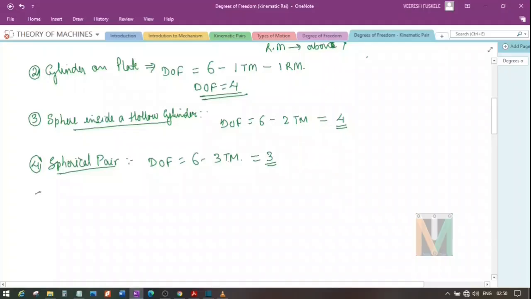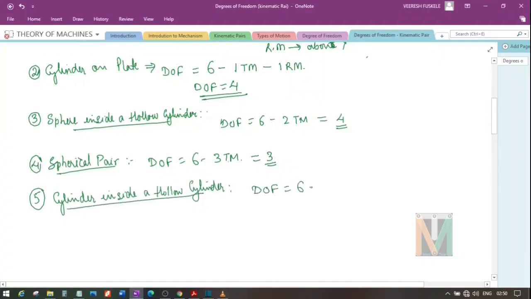right? So the degree of freedom for this pair, for a cylinder inside a hollow cylinder, would be equal to 6 minus 2 translatory motions and minus 2 rotational motions. So the degree of freedom would be 2. So in this pair, the shaft will be free to rotate. Also, it will be free to translate along the axis of the hollow cylinder, right?